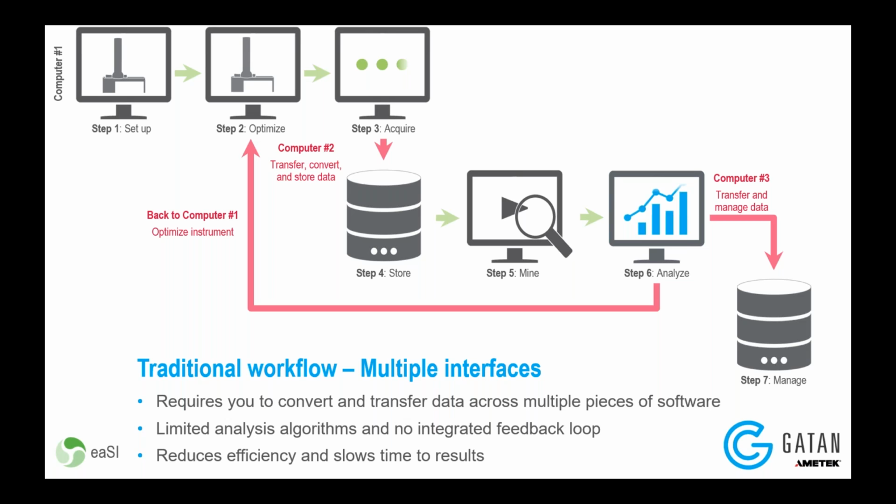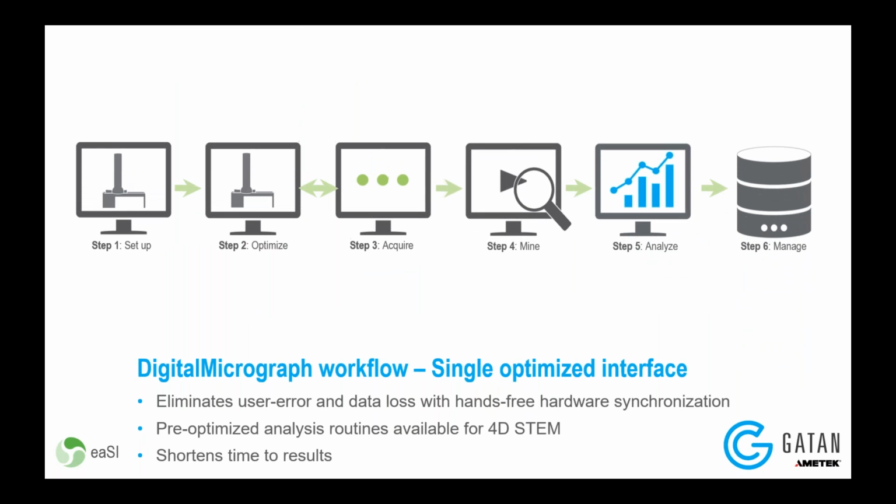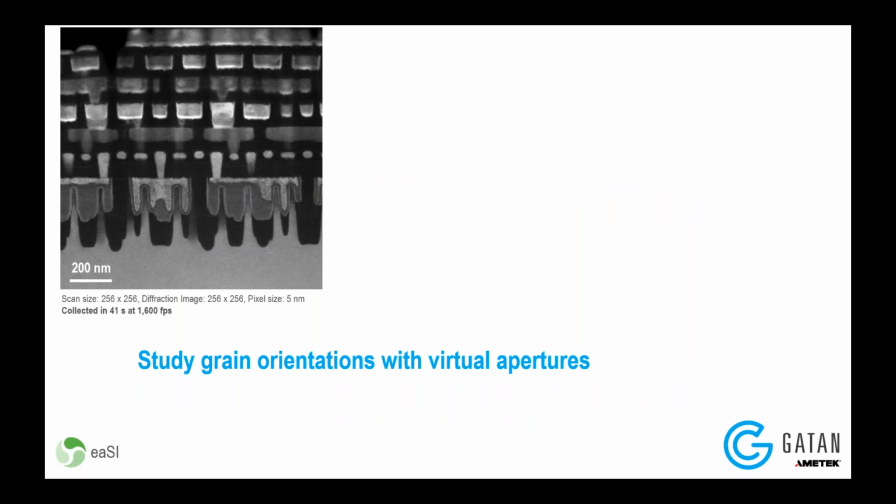All of these different stations that many people work at increase the time to results compared to the DigitalMicrograph workflow, where you use the DigitalMicrograph software to help set up the microscope, to do the data acquisition with the camera, and to do some very quick data mining and processing directly in DigitalMicrograph, either with the built-in tools or with some Python scripts that people may be interested in, until you have to export the data and manage it in the long term.